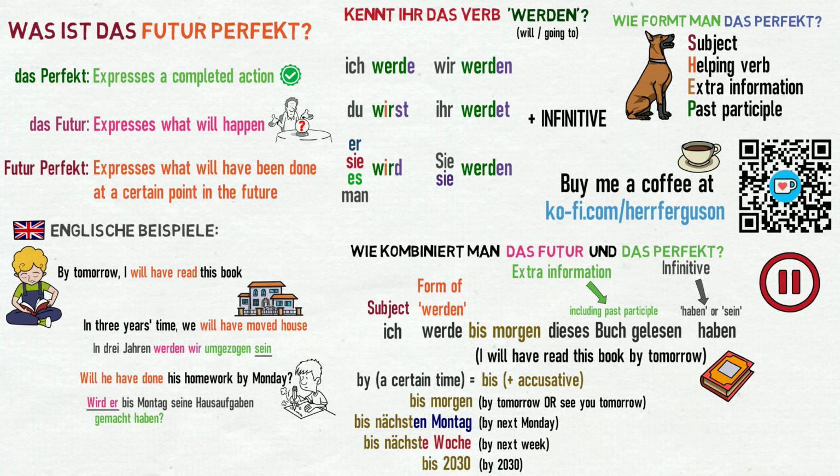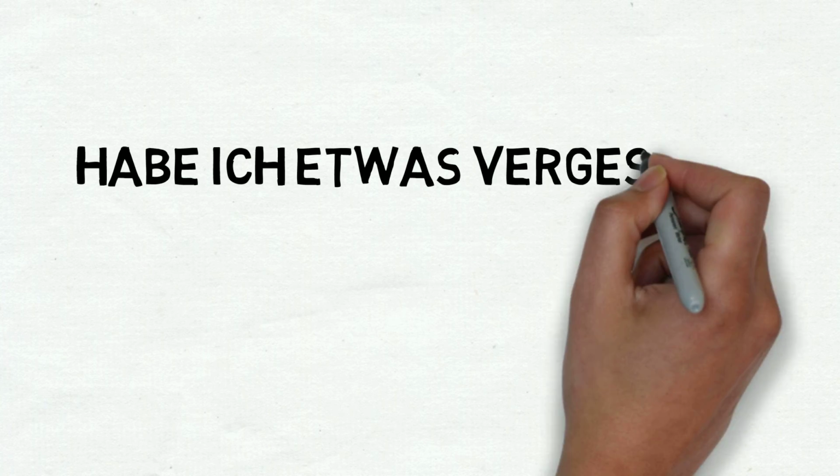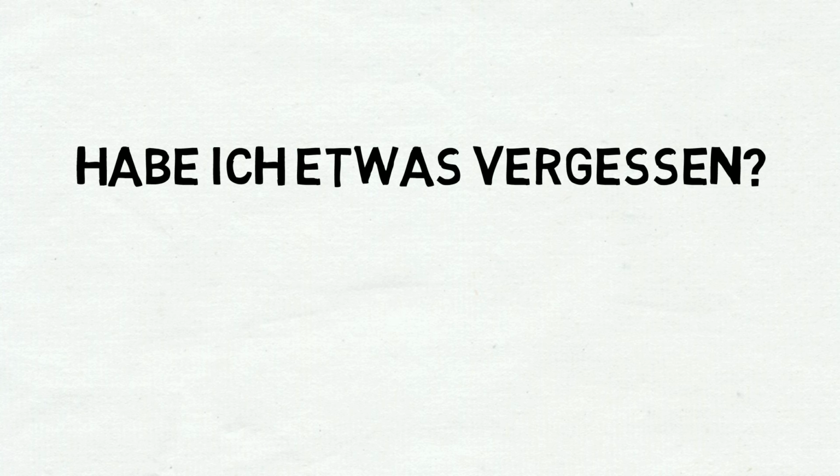It's a good idea to pause the video now to recap what we've covered, including the future perfect tense word order of subject, form of werden, extra information, past participle, infinitive of the helping verb. Habe ich etwas vergessen? If you're a native German speaker and think I've forgotten something important about the future perfect tense, please let me know in the comments.